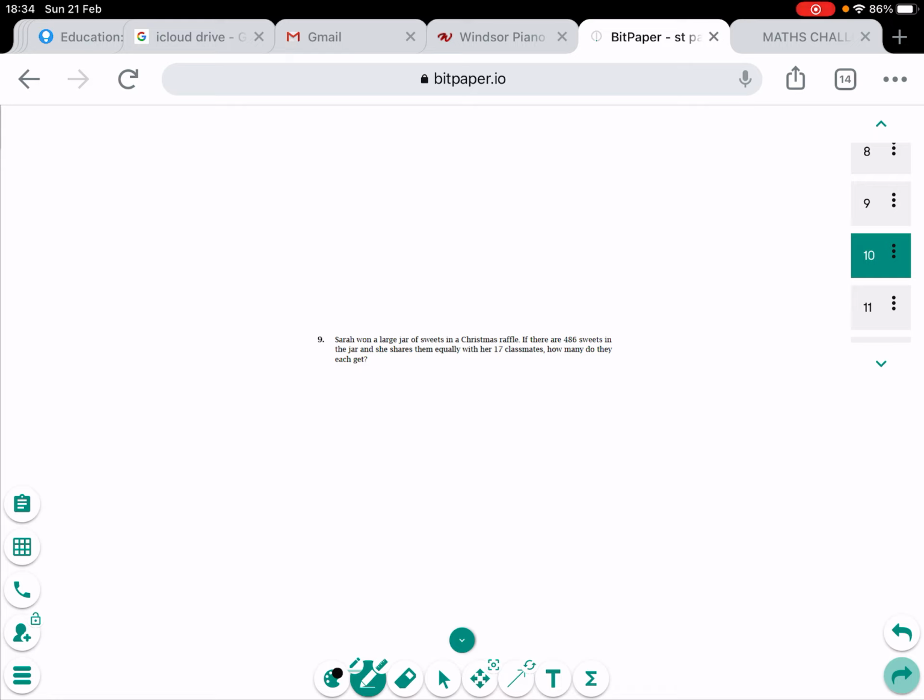Sarah won a large jar of sweets in a Christmas raffle. There are 486 sweets, shared equally with her 17 classmates. For these type of questions, you always need to remember to use this 17, but also remember to add on Sarah. So that's 18 people. So 486 divided by 18.